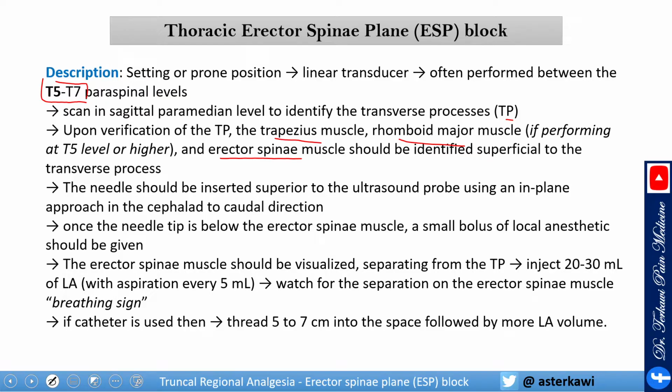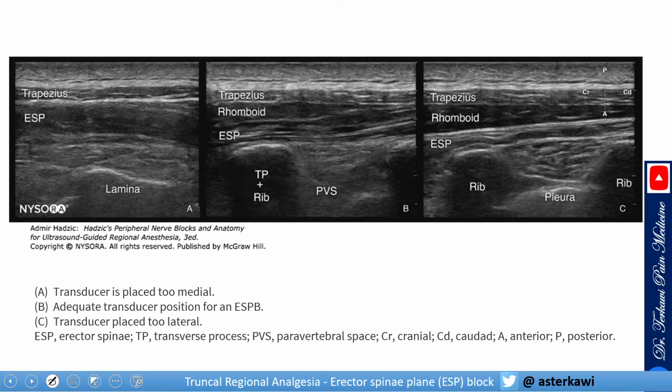Your needle is advanced superior to inferior in plane, so cephalic to caudal. Once the needle tip is below the erector spinae, touch the TP, give a small bolus, and then the erector spinae muscle should be visualized separating from the TP. Then inject 20 to 30 mL. You can track that as well, and don't forget to aspirate every 5 mL, and you will see the classic movement of the erector spinae, which is called the breathing sign. You can also put a catheter in this place.